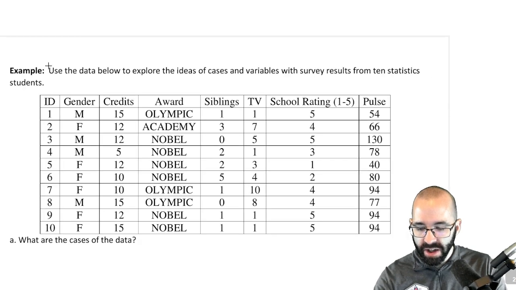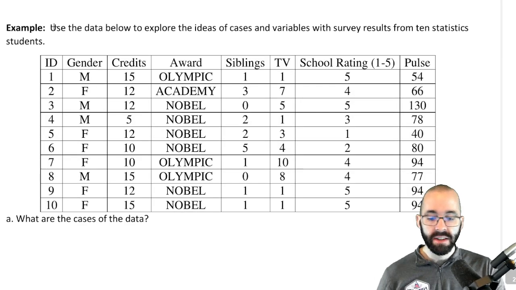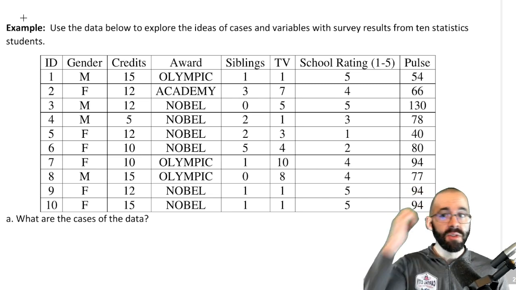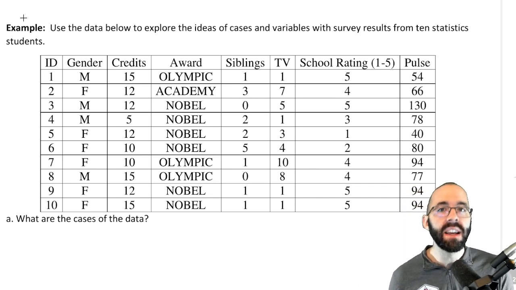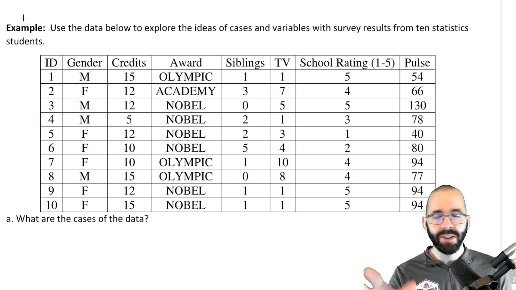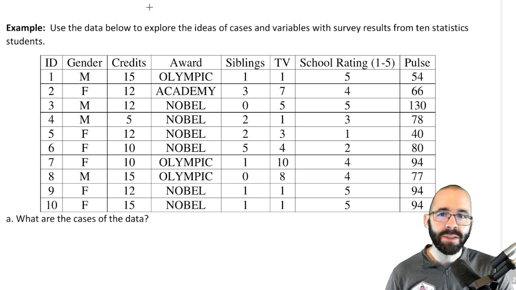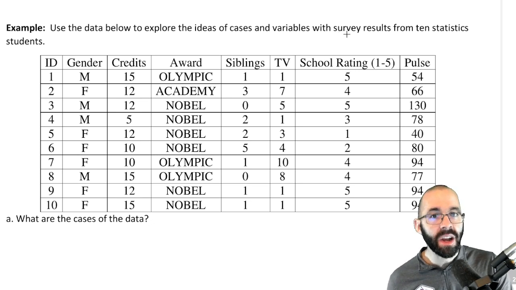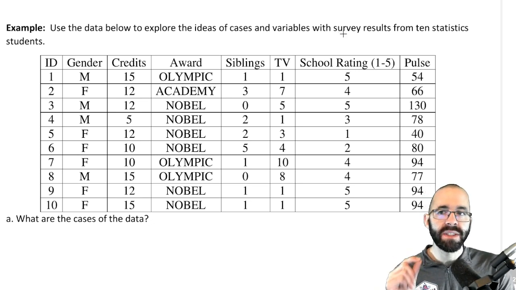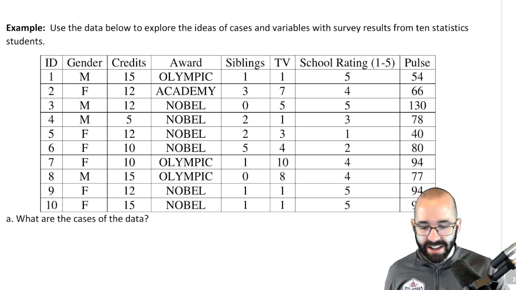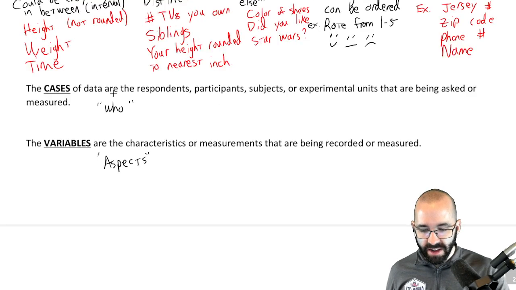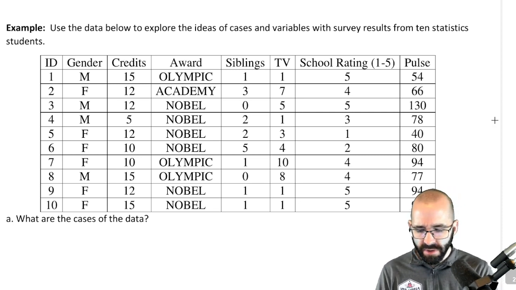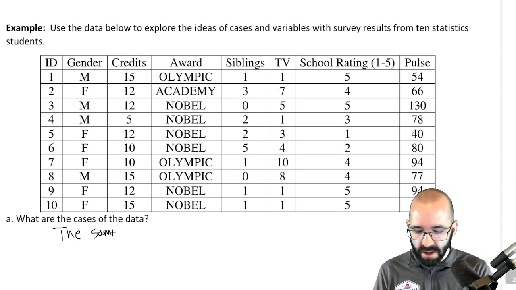Okay, but let's go on and let's practice. So what we're going to do is we're going to look at some data and use these things. So we're going to start. What are the cases here? Oh, hold on. I'm jumping the gun a little bit. Let's explore the ideas of cases and variables with, okay, these are survey results from 10 statistics students. Okay, that tells us right there the cases, I said, right, is the who. So the cases here, it's the sample. All right, the sample, it's the 10 statistics students.